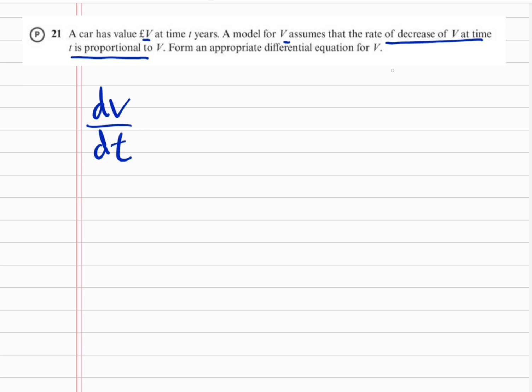Anyway, so this is proportional. We can use the proportionality symbol, and it is proportional to v itself, right? So basically the rate of change of the value of the car is proportional to v. As it says here, it's proportional to v. Okay, now the next step is just forming the equation.